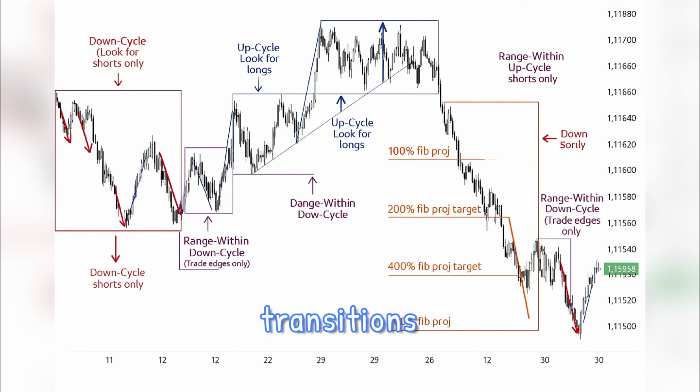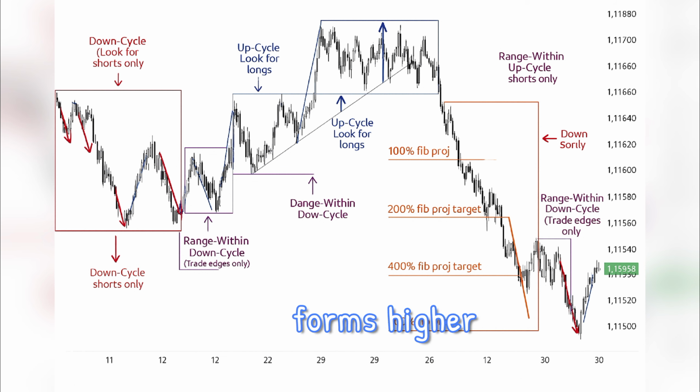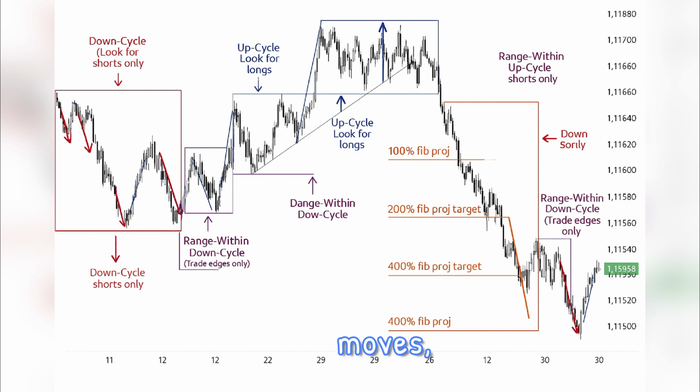Now, the market transitions into a new up cycle. Look for longs only. This phase is the opposite of the earlier downtrend. Here, price forms higher highs and higher lows, and bullish momentum takes over. Notice how the blue arrows now show strong upward impulsive moves, while the red arrows become shallow pullbacks.